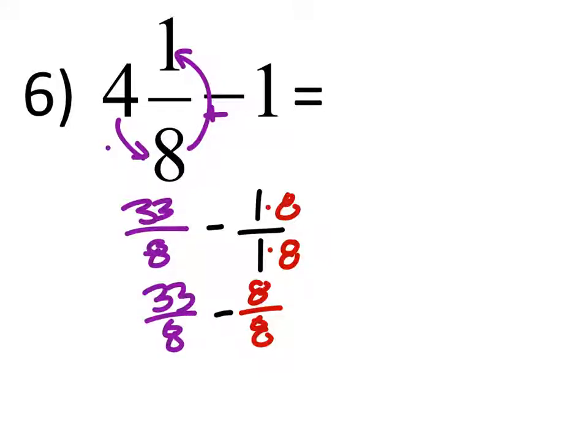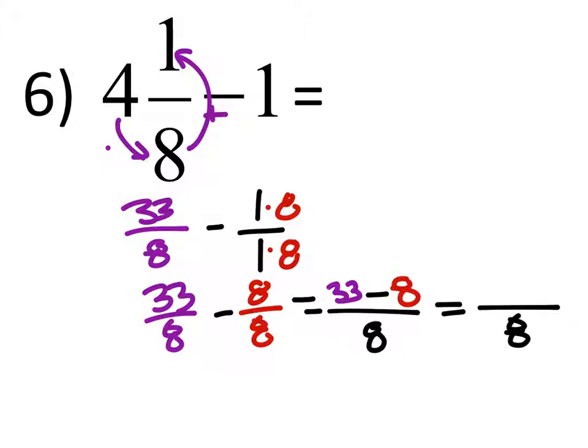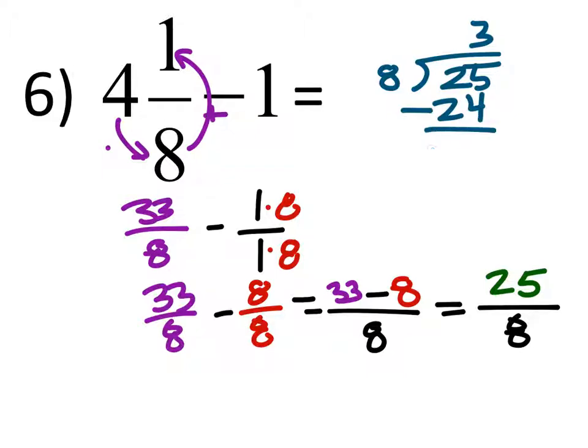minus 8 eighths, which should give us an eighths. 33 minus the 8, again in eighths, I got 25 eighths. So the long division, 25 divided by 8, I got 3 times. 3 times 8 is 24. Remainder of 1, so our final answer is 3 with the remainder of 1 eighth.